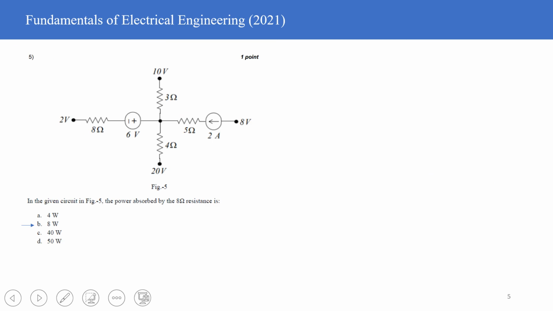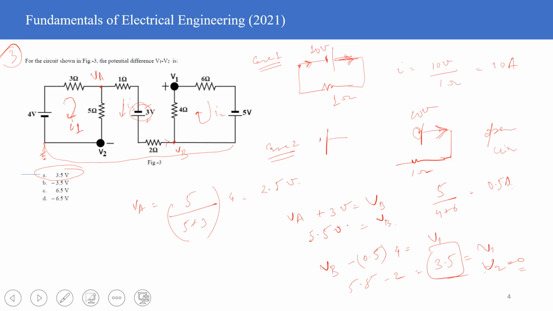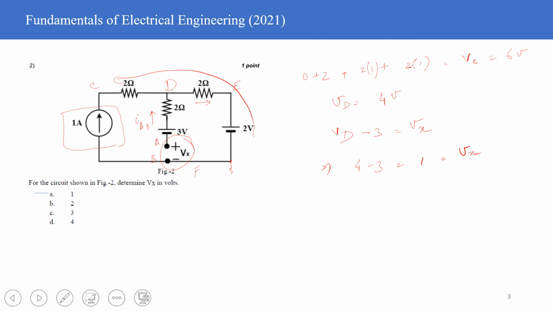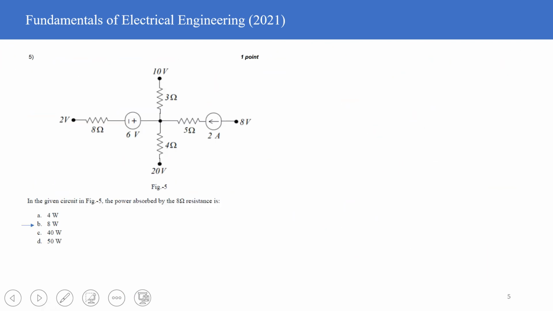Okay, then comes question number 4 or 5, whatever it is. Okay, this was 4, right? Oh, 3. Okay, something is missing. Nonetheless, this question asks you to figure out the power which is absorbed in 8 ohm resistance.